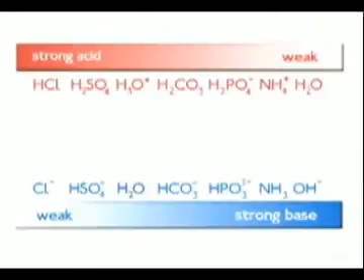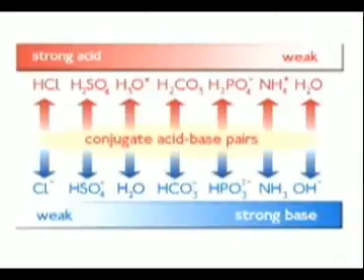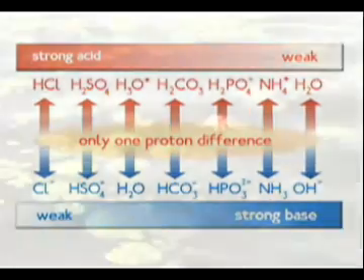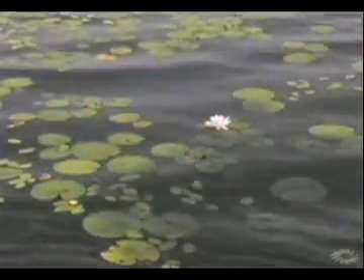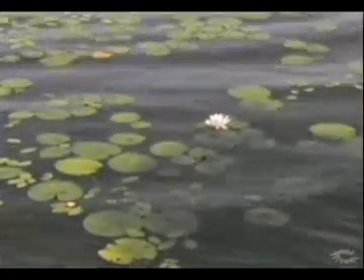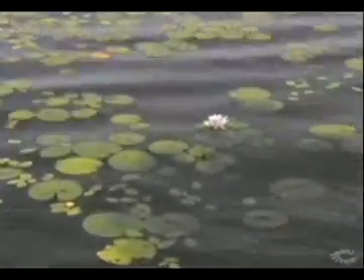This chart shows several conjugate acid-base pairs. There is an inverse relationship between the strength of the conjugate base and its conjugate acid. The stronger the acid, the weaker its conjugate base. And the stronger the base, the weaker its conjugate acid. This relationship means a solution can sometimes be changed from acidic to basic and back again, a characteristic important for all living things.